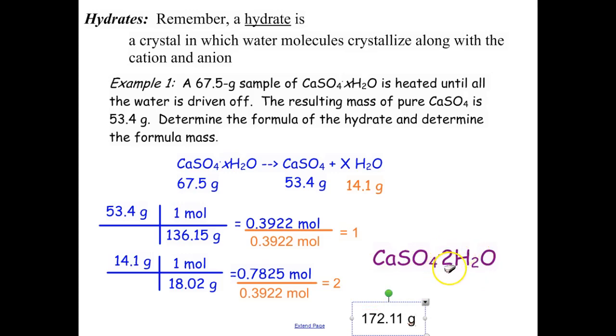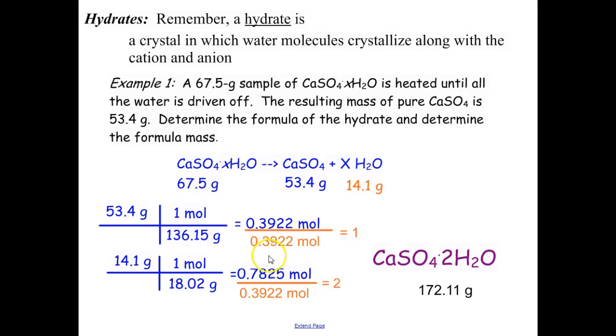This is only possible if we know the amount of water, and that's critical when we're trying to figure out how much we need to weigh on a balance. If I know I need a certain amount of moles of calcium sulfate, I have to take into account the fact that 172.11 is the molar mass of what I'm weighing off the shelf, not 136.15.